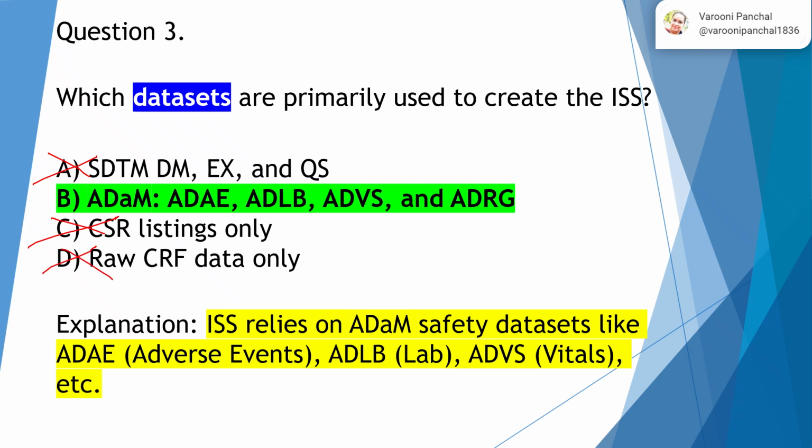So the datasets that are used to create the ISS are nothing but your ADaM datasets, which is the final version, right? So here it is ADAE, adverse events, ADLB, which is related to laboratory, ADVS, which is related to vital signs, and ADRG is the reviewer's guide. So the correct answer is B. ISS relies on ADaM safety datasets like adverse events, lab and vitals.